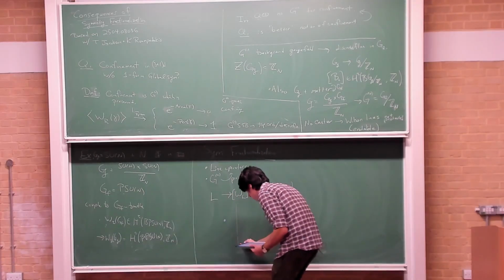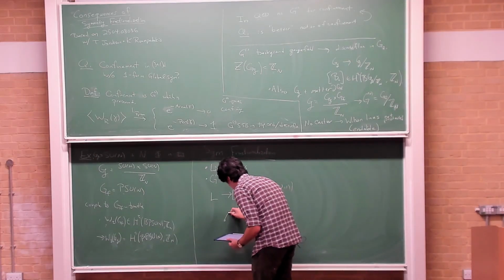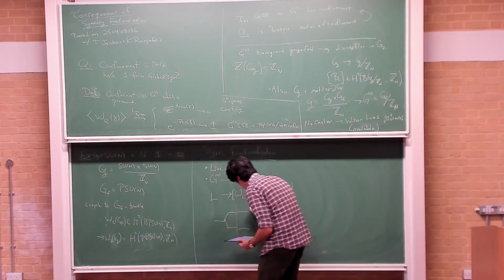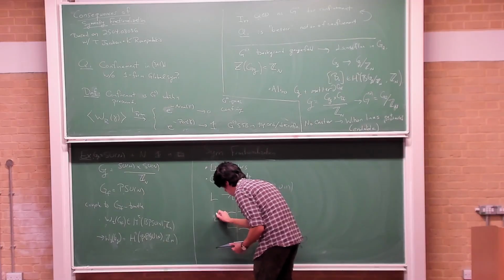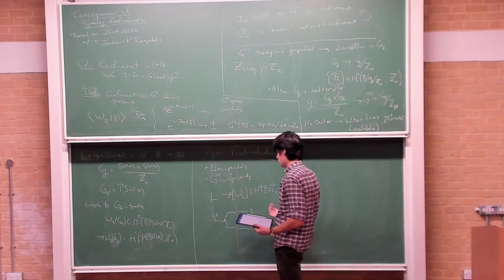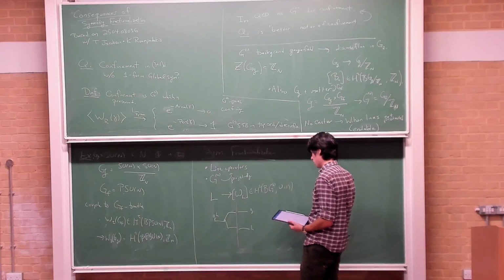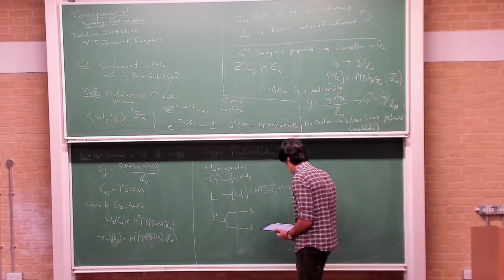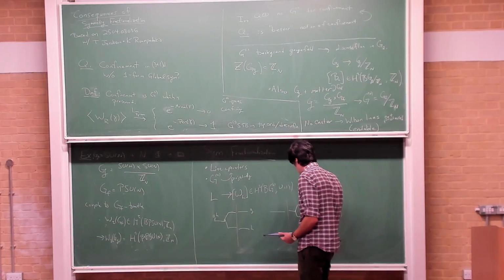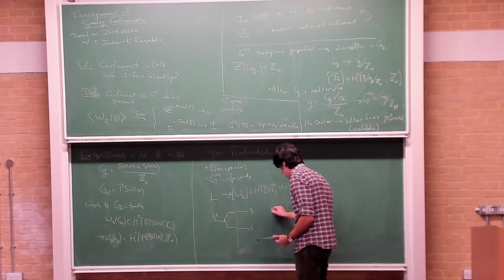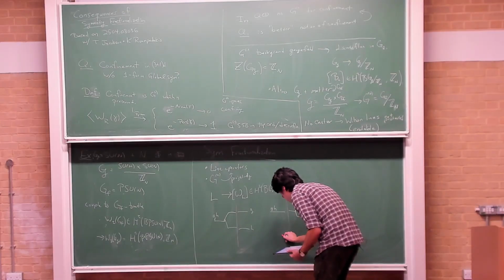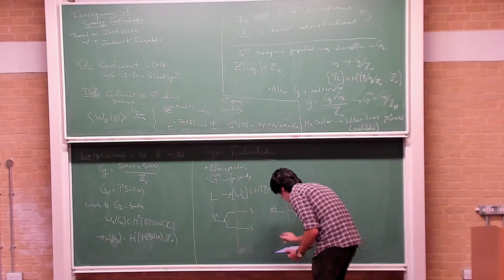So here's my line operator L, and here I have some junction with g, h, gh. And since these operators are topological, what I can do is move this junction past the line. And what you get is that the line operator is multiplied by this phase omega_L(g, h).